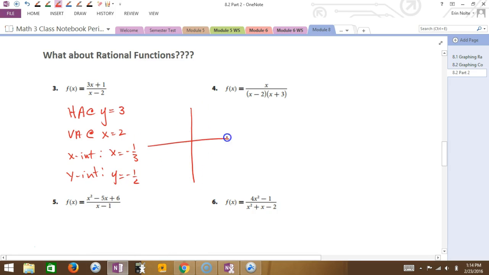All right, so let's draw this. I got a horizontal asymptote at 3. Vertical one at 2. An x-intercept at negative 1/3, I'm going to call that right about there. Y-intercept at negative 1/2, that's just exactly right there. What does this look like?